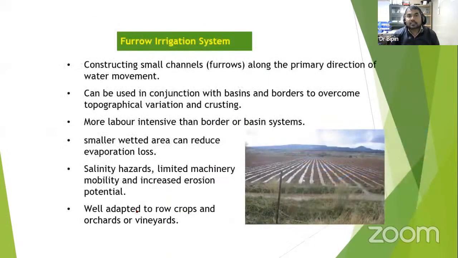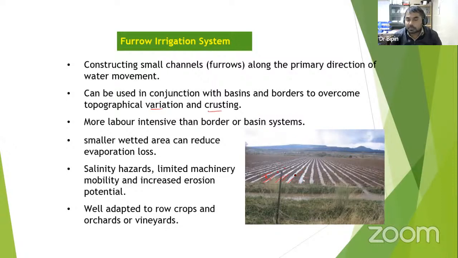Now we can see here the furrow irrigation system. This is just a construction of a small channel. Here, in a channel, you will make different furrows. So your sowing should be here only, and you need to apply the irrigation in that furrow, and it can be used in conjunction with basin and border to overcome the topographical variation and crusting.